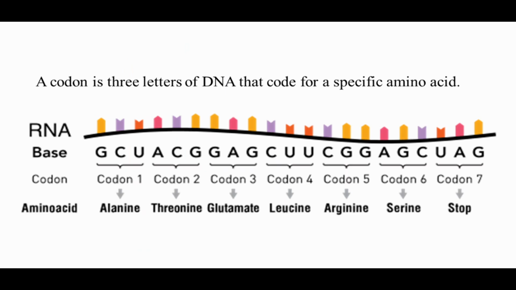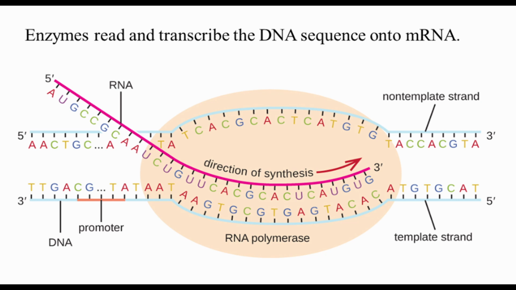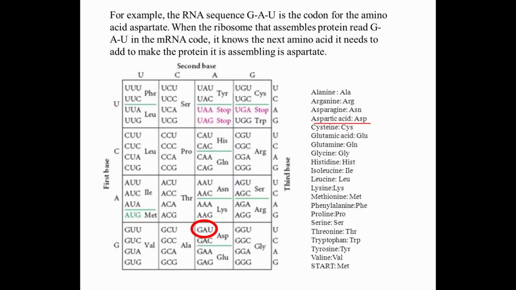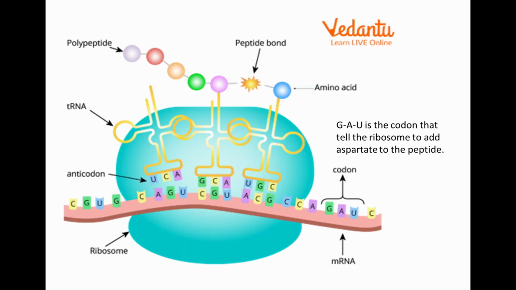A codon is 3 letters of DNA that code for a specific amino acid. Enzymes read and transcribe the DNA sequence onto mRNA. The mRNA carries the message to a ribosome that assembles amino acids into proteins. For example, the RNA sequence GAU is the codon for the amino acid aspartate. When the ribosome that assembles the protein reads GAU in the mRNA code, it knows the next amino acid it must add to make the protein it is assembling is aspartate.